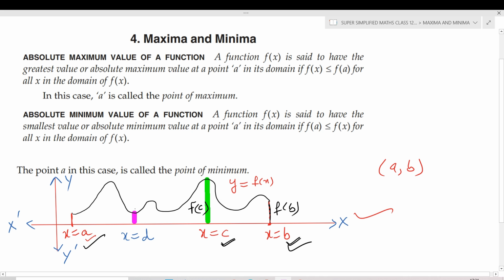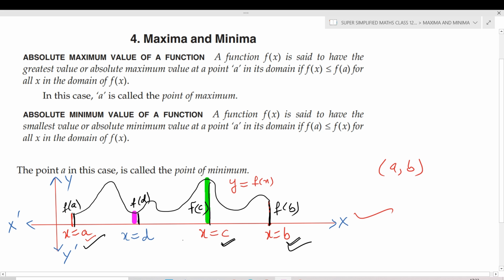The value of the function at the point x equal to d is f(d). And what is f(d)? This is this height. This is f(d). This height is f(c). This height is f(b). And this height, the value of the function at the point a, is f(a). Now looking at this graph, can you tell me what is the absolute maximum value of the function?